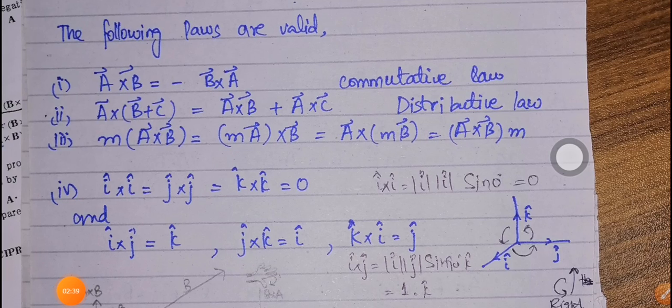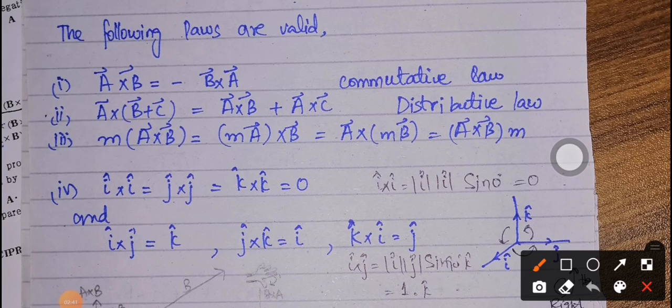Next, we have some rules or properties for the cross product. Number one, A cross B is equal to minus B cross A. Then we have A cross (B plus C) is equal to A cross B plus A cross C, that is, either you add the vectors first and then take the cross product, or you take the cross products separately and then add them. The answer will be the same.